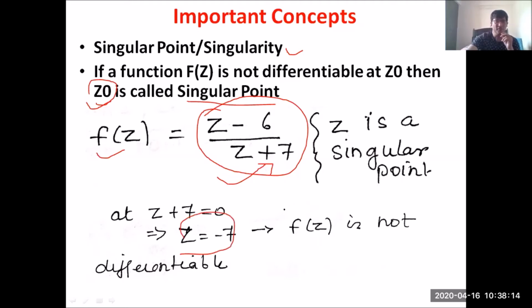So if we put z equal to minus 7 in the denominator, this would become infinite, and we would not be able to find any derivative of f(z). As per the definition, if this function f(z) is not differentiable at z0, then it is called a singular point. So for this function f(z), it is not differentiable at z0, and therefore this z0 is called a singular point.